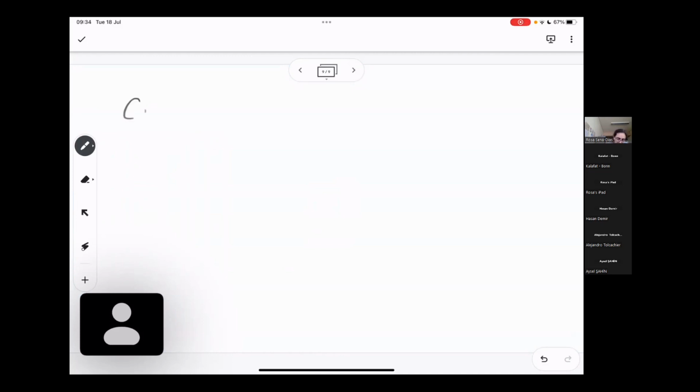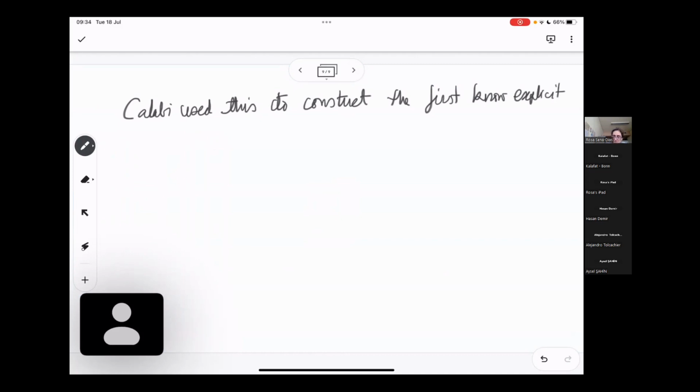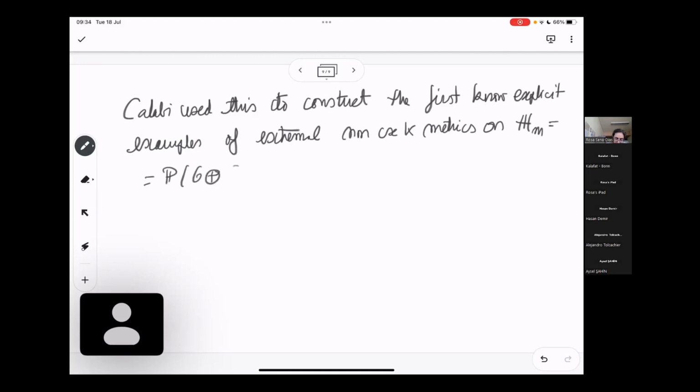Okay, so Calabi used this to construct the first known examples. They're explicit, because as you see, the construction is extremely explicit. The first known explicit examples of extremal non-cscK metrics on Hirzebruch surfaces, which I was sort of describing last time. You have everything you need to understand how he did this. It's just that instead of asking for a condition at A, you need an extra condition at some B. Okay. So I'm going to move to my next ingredient.